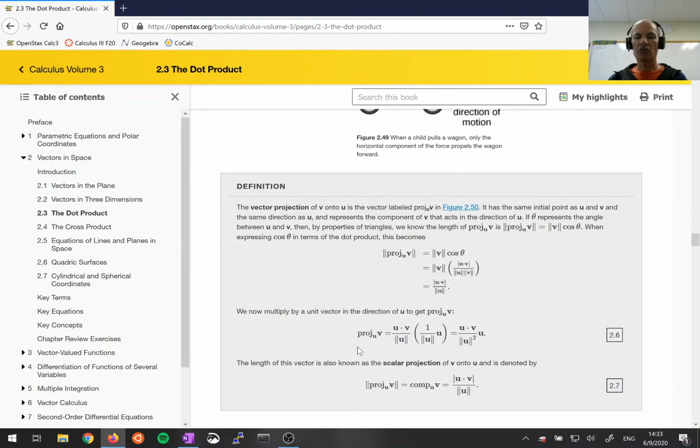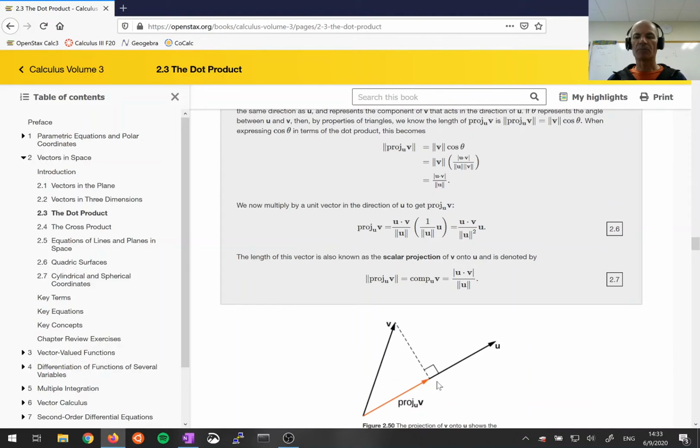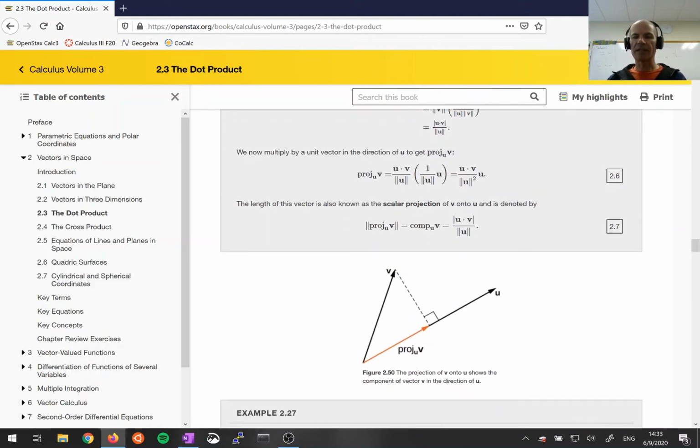So we have two notations here. The projection of V onto U is the vector component of V in the U direction, and the scalar projection, comp U V, is the length of V, or the magnitude of V, in the U direction. Both of them are useful, and we'll use them frequently in the rest of the semester.